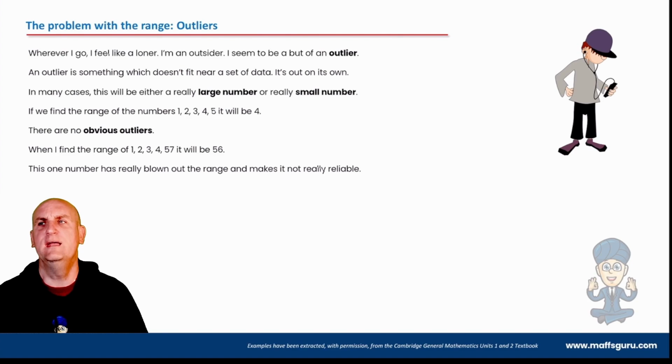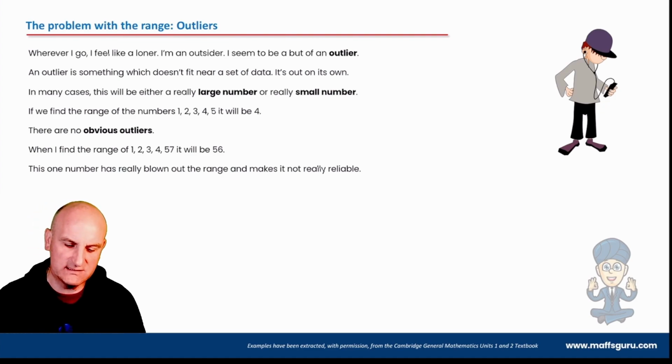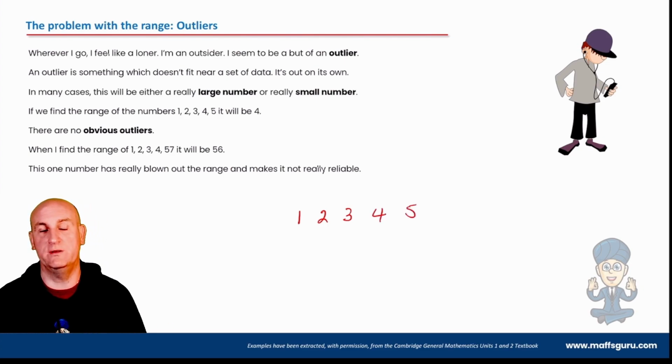But an outlier is someone who doesn't quite fit in. It is a bit separate from all the rest. And in many cases, mathematically, that could be a really large number that doesn't fit in with the numbers that I've got, or a really small number, maybe even a negative number when we've got lots of positives. Now, the good thing for this course is outliers tend to be fairly obvious. So if we look at the numbers, as I've said here, the numbers 1, 2, 3, 4, and 5. Can we find the range of those numbers? Of course we can.